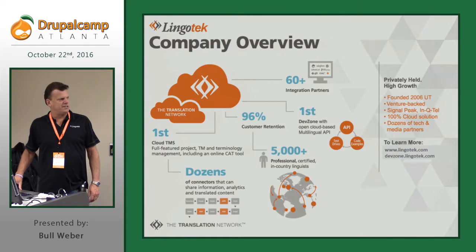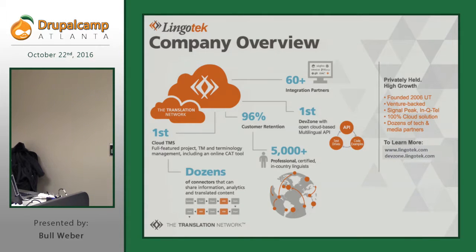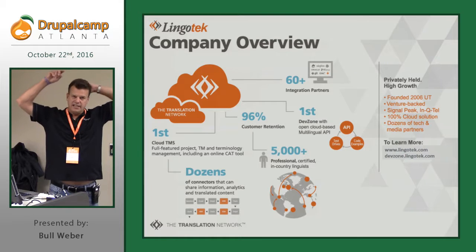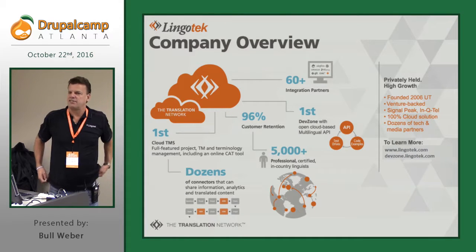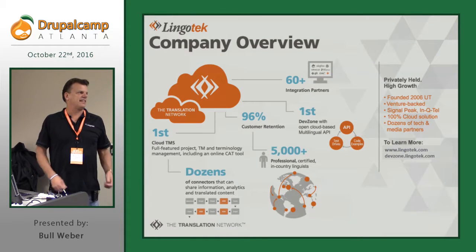What we do is, as I mentioned, we have a SaaS-based translation management system. We have integrations into a number of different content containers. Drupal is one of our primary ones, but there are about 30. Many of our customers are using 4 or 5 different connectors, and they're sharing translated content across different content containers like Marketo, document repositories, and things like that.